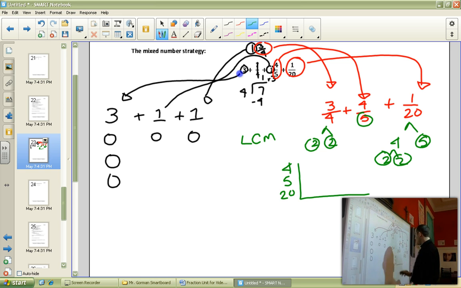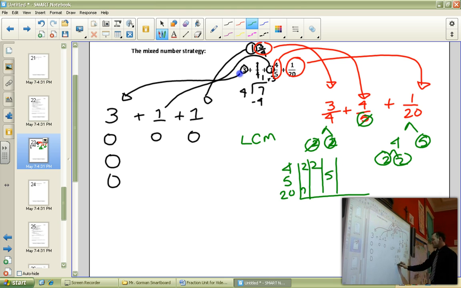I'm going to match them all up. 4's got those 2 2's. Put in my columns. 5, it's got just a 5, so I'm going to put it by itself. There's no space right there for it. And then 20, I've got 2, another 2, and a 5. Now remember, in least common multiple, we said we use all of our columns. We're going to use every single one. 2 times 2 times 5. And it's going to give us a least common multiple for the denominators of 20.